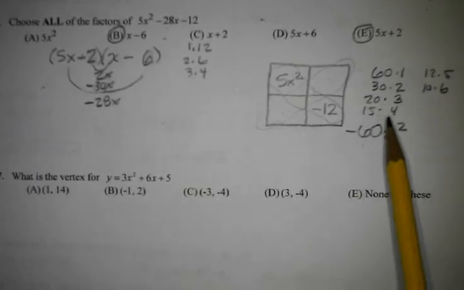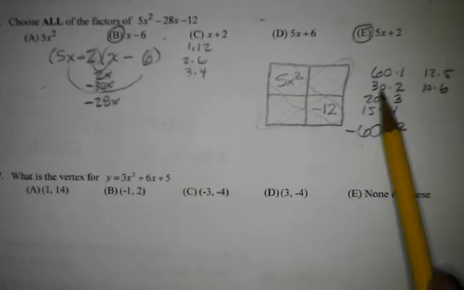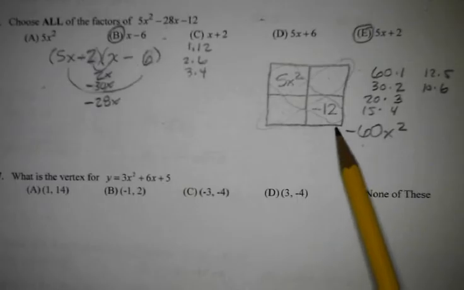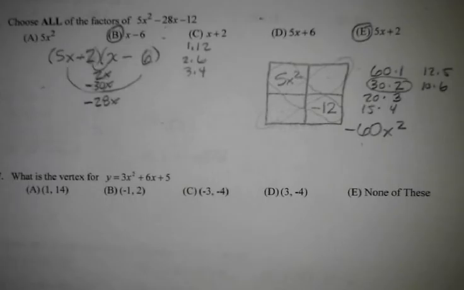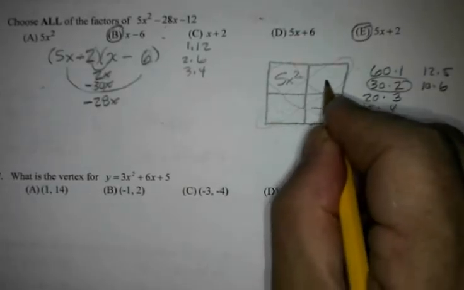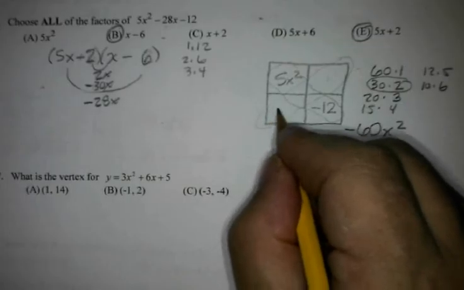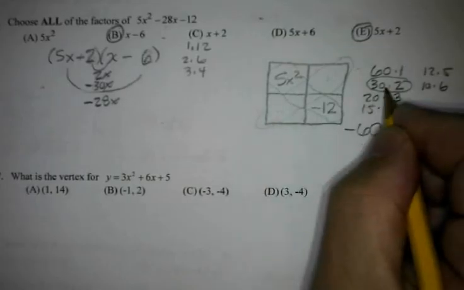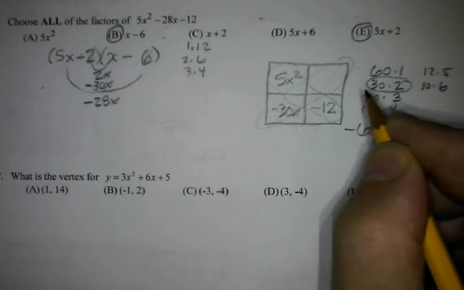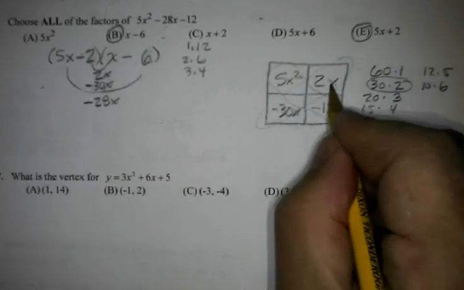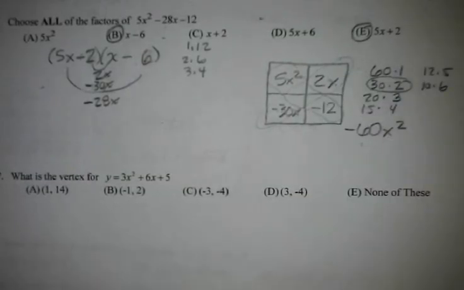I'm looking for two numbers that multiply to give me 60. That's what all these are. But I want them to add, where one's positive, one's negative, to give me negative 28. Well, the 30 and the 2 is what works. It doesn't really matter where we put it. I could put the 30 here or the 30 here. But I know 30 needs to be negative. So I'll put negative 30 here, and I'm going to put 2x here.